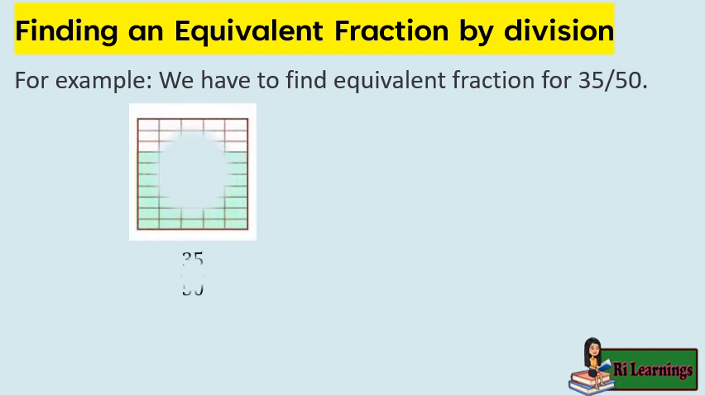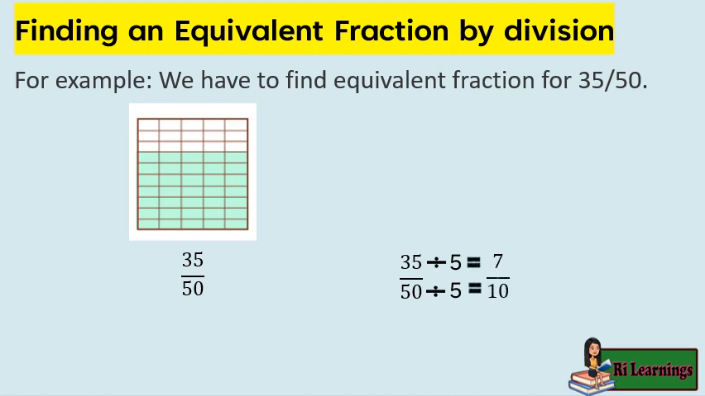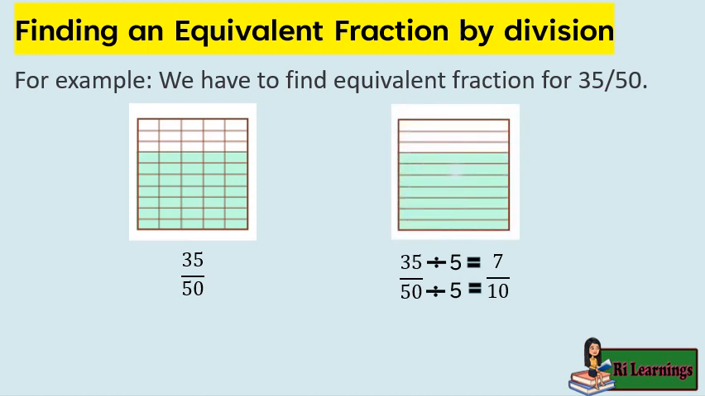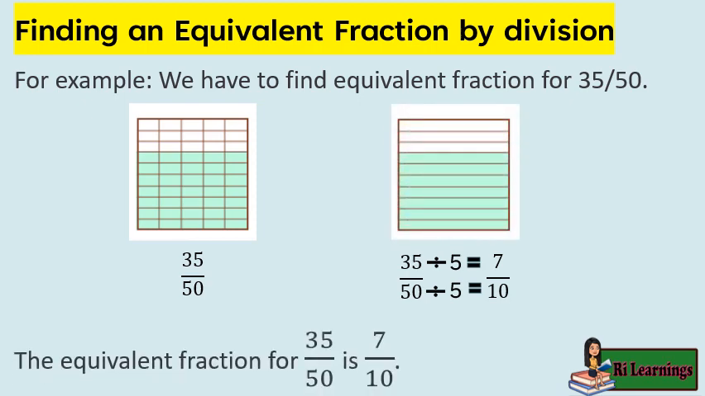For example, we have to find an equivalent fraction for 35/50. You need to get the common factor for both numerator and denominator. The common factor for 35 and 50 is 5. 35 divided by 5 equals 7. 50 divided by 5 equals 10. The equivalent fraction for 35/50 is 7/10.